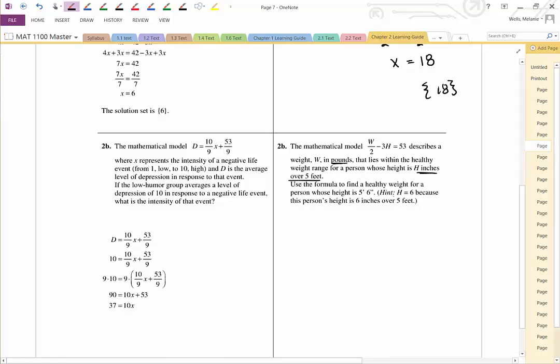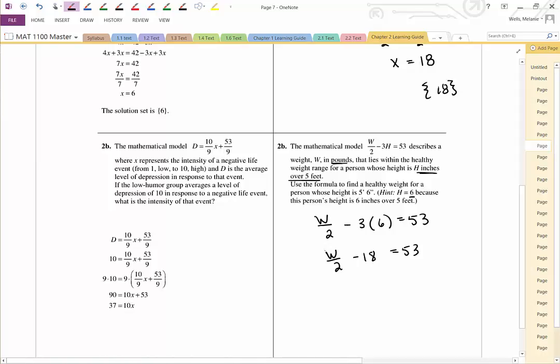Use the formula to find a healthy weight for a person whose height is 5'6". So that means, and they've already told us here, h would be 6 because that's the number of inches over 5 feet. Okay, so we'll do the same formula that was given, W over 2 minus 3 times 6 equals 53. Now, we do want to clear the fractions out, but let's go ahead and simplify this 3 times 6 first. So W over 2 minus 18 is 53.